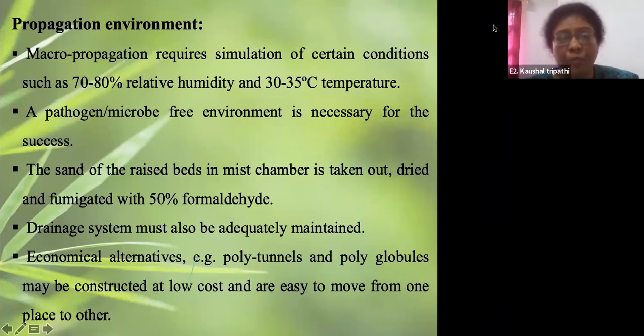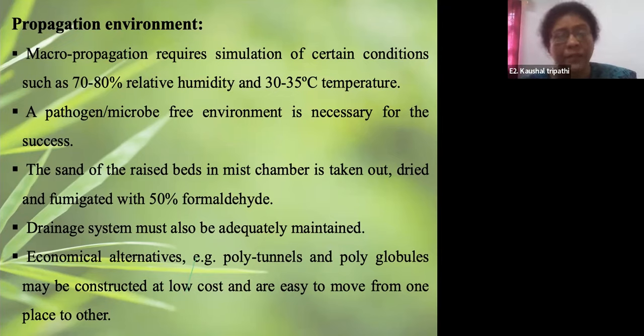The hygienic conditions should be there, free from all kinds of pathogens and microbes. And usually we are using sand beds in the mist chambers. Sand we are putting in the beds in the chamber, and we are using it as a propagating medium. And the drainage system should also be adequately maintained. If drainage is not proper in the medium, rotting of the cuttings will take place. And if mist chambers are not there, there are many economical alternatives also. Like we can use polytunnels, small polytunnels can be constructed, or polyglobules can be constructed at low cost, and they are also easy to move from one place to another.